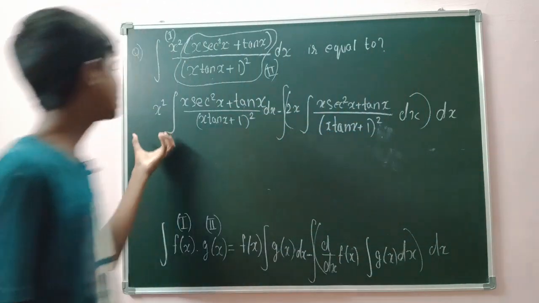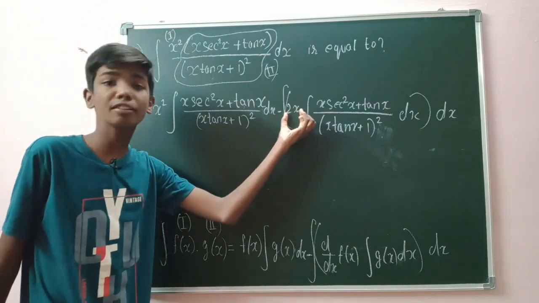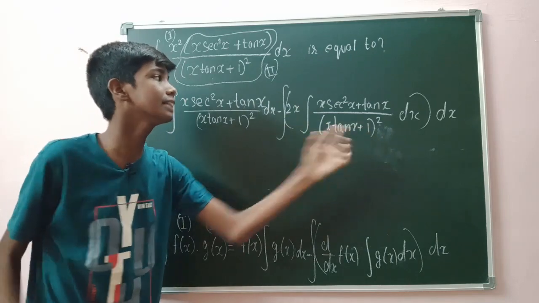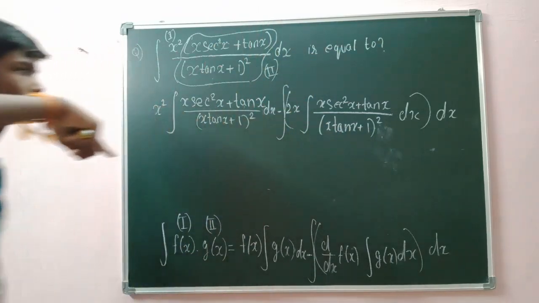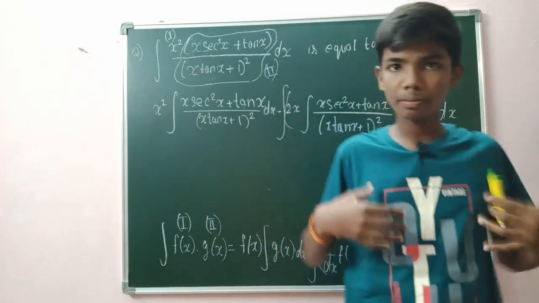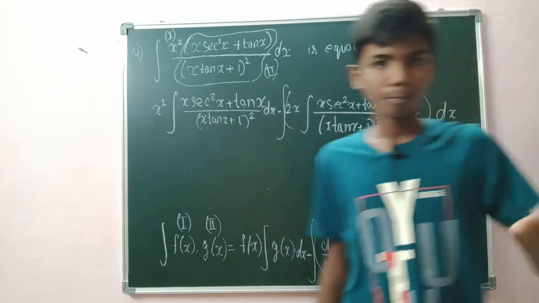First function in integral of second function, then minus the derivative of the first function, the derivative of x square is 2x, then integral of the second function, then the whole integral. Okay, that is what I am trying to do here. I hope you guys can cope up with me. Just listen to me very carefully, then only you can get it.